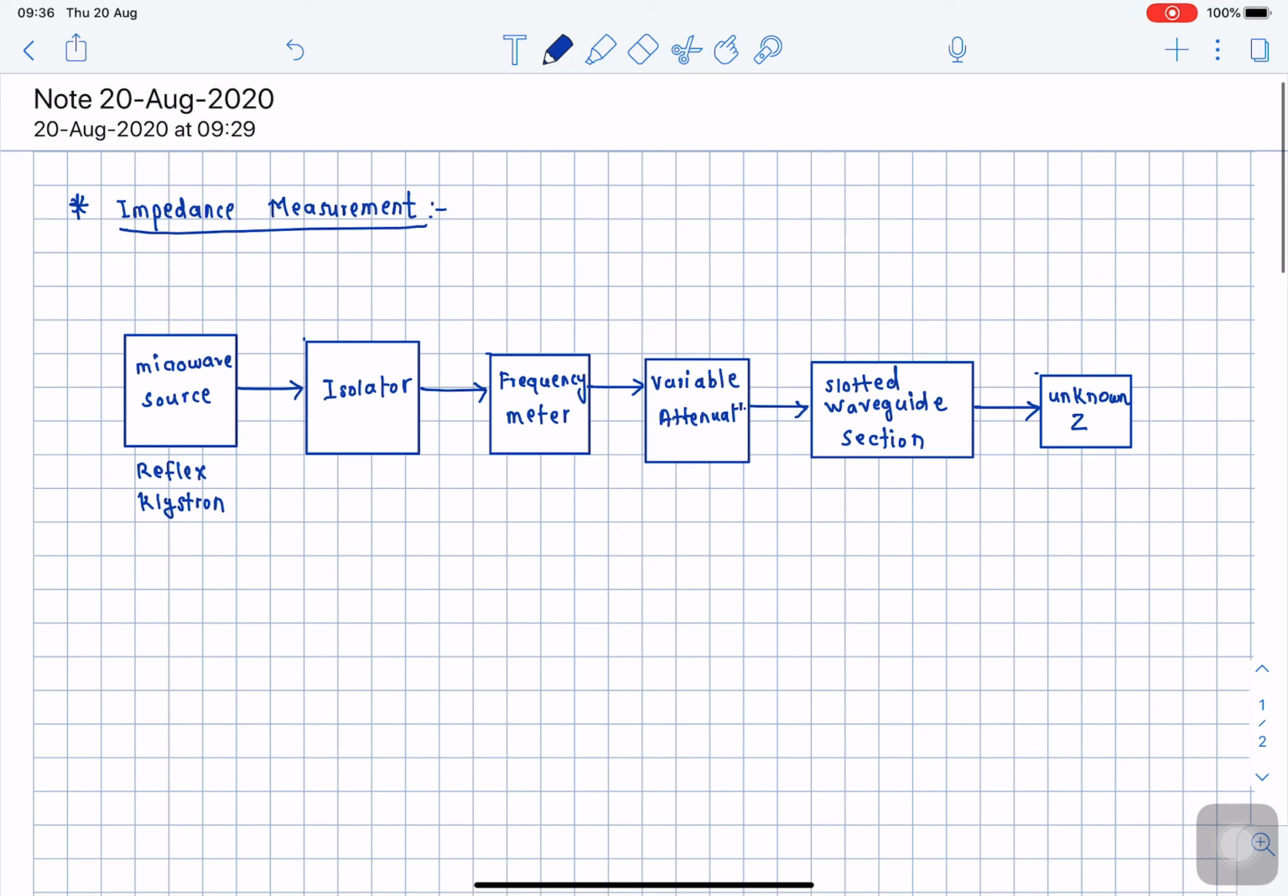The other end of the slotted waveguide section is connected to the tunable probe. So here I will draw a tunable probe, right, in this way.